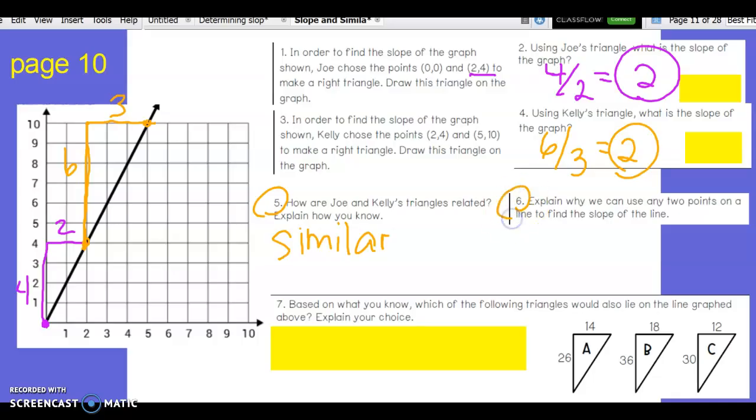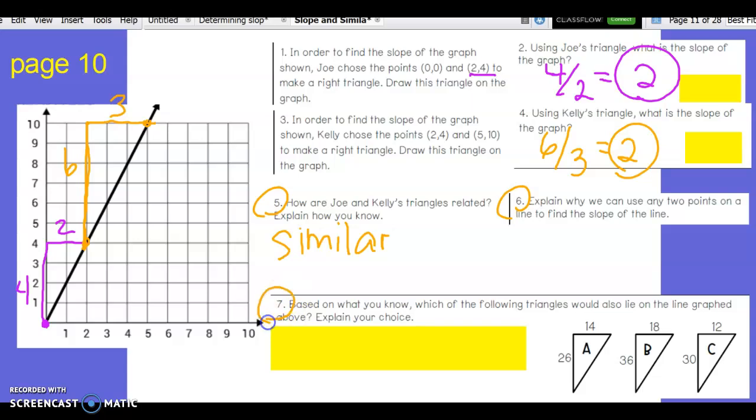Problem number 6 says, why can we use any 2 points on a line to find the slope? And the reason is because we will always be making these similar triangles, which will give us the same proportion or the same ratio for the slope. I'll give you a second to write that down. Okay, so remember that we can use any 2 points on a line to find the slope because we're going to make similar triangles that will give us the same ratio.